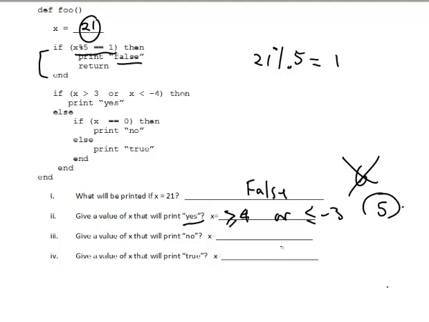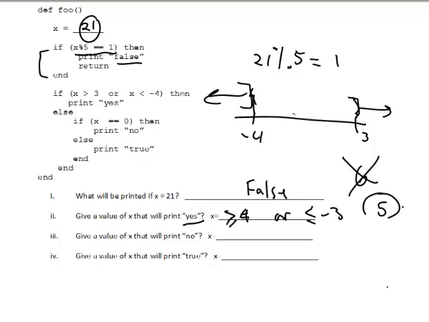Okay, give a value of x that will print no. So to print no, you must have not this. So that means, let's take a look at x greater than 3. So here's 3 and x greater than 3. So this side here, less than -4, this side here.